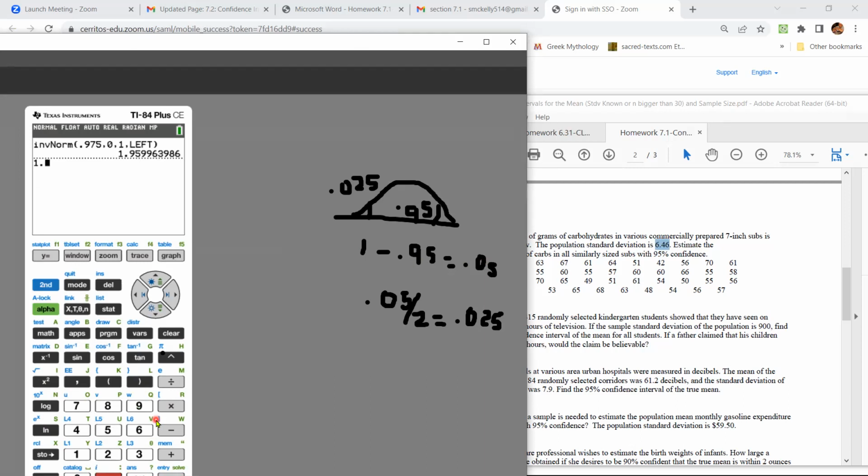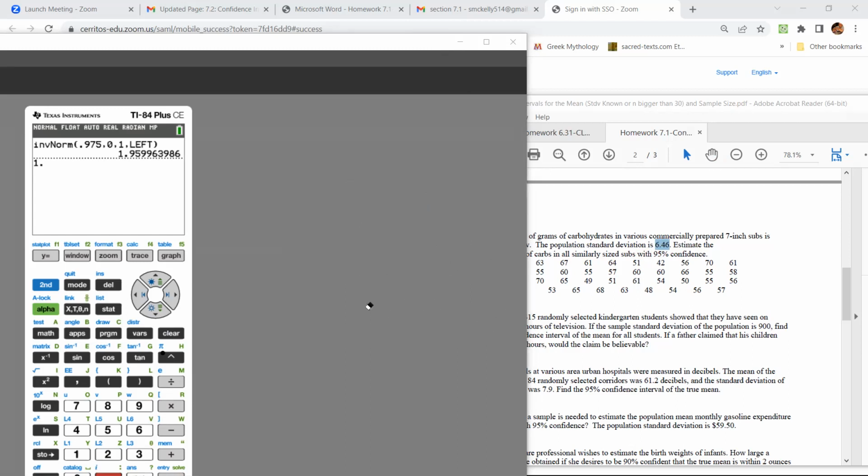Yeah, okay. So now we should be ready. Remember, she gave you the sigma. It's 6.46. So we have that also. Sigma is 6.46. Okay. So now we can construct our interval. Let me erase this part so I can stay on the calculator screen and bring up the numbers. And we'll hide that only for a minute.